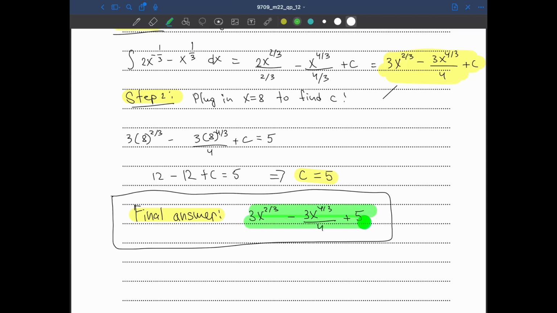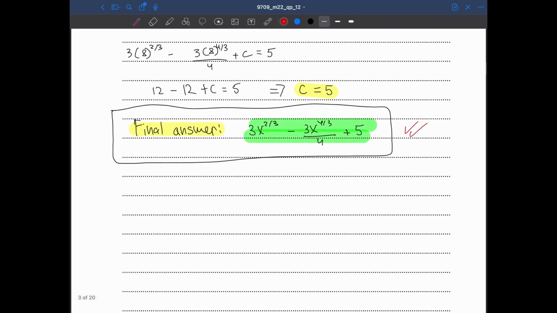All right, and now let's check if this is the correct answer. I'm going to open up the marking scheme. The mark scheme says that it's 3x to the power 2 over 3 minus 3x to the power 4 over 3 over 4 plus 5. So, indeed, our answer is absolutely correct. How many points is this question? So we would get 4 points.